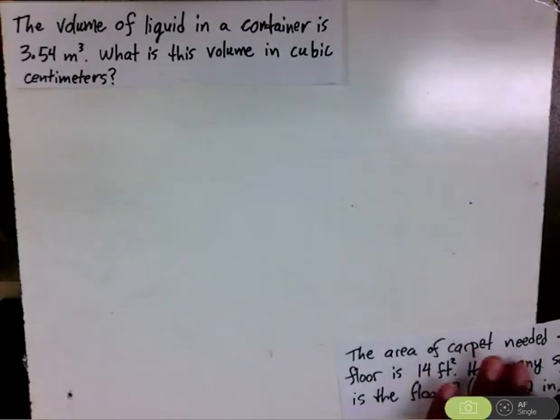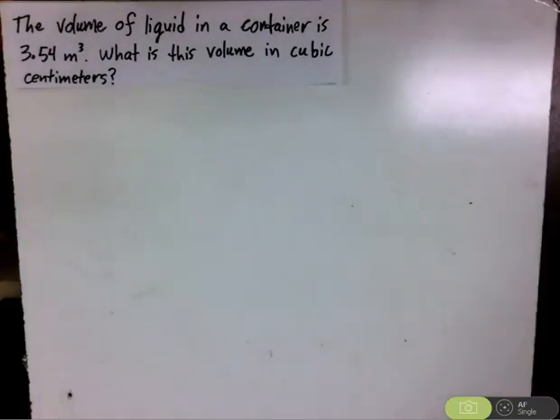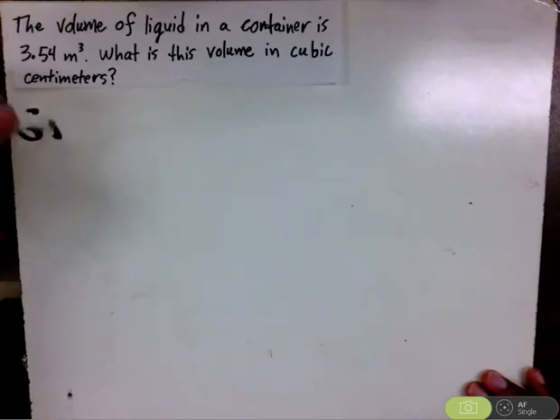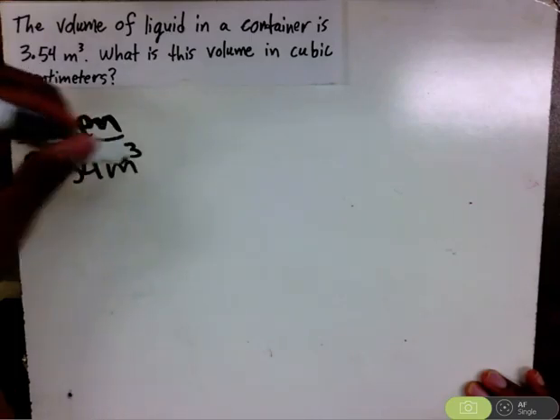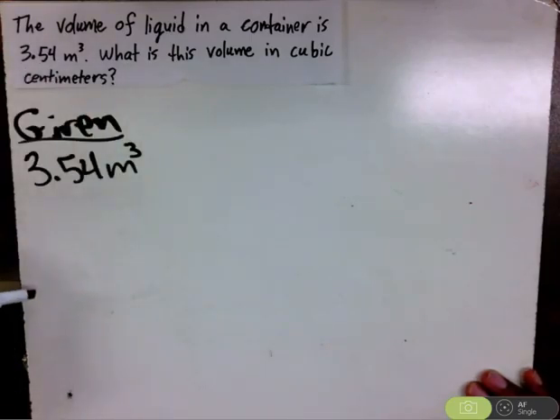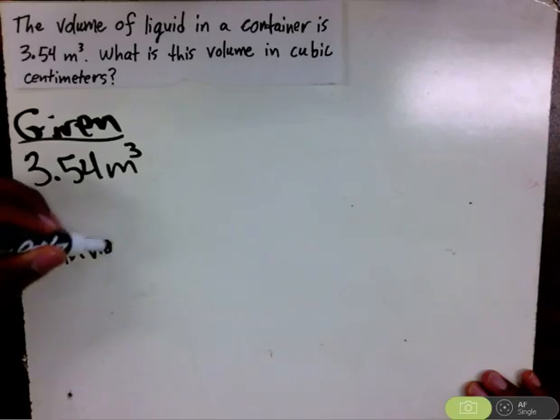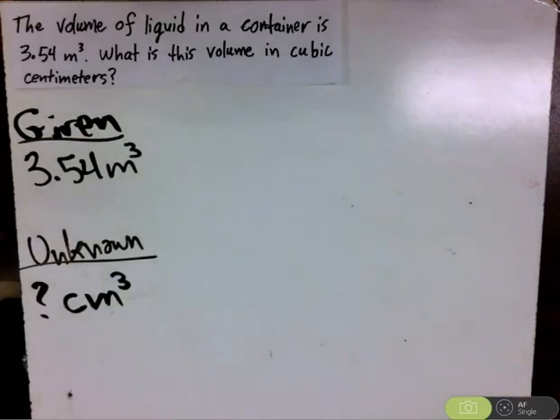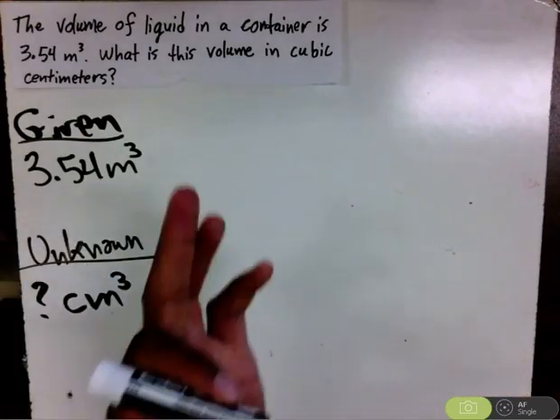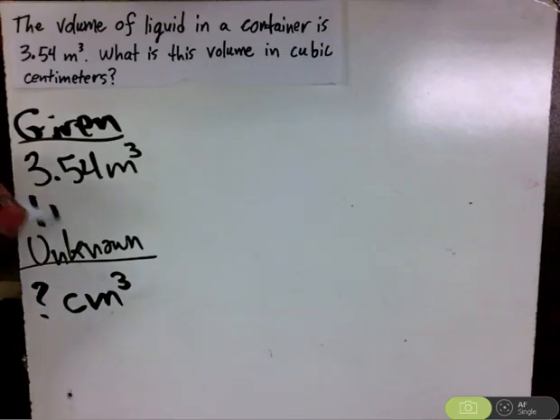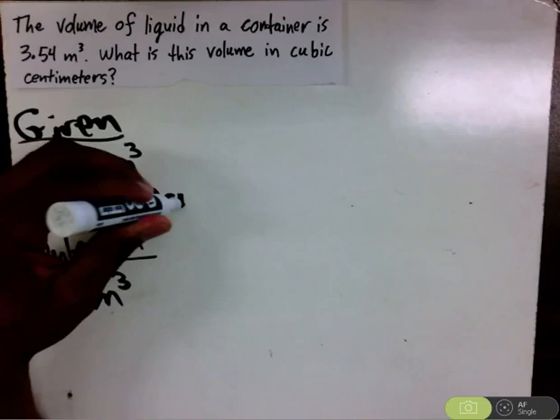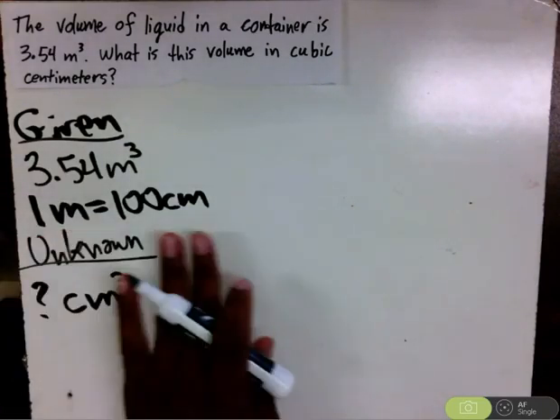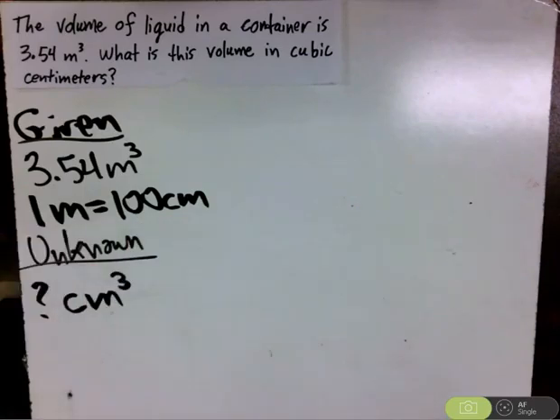In this example, the volume of a liquid in the container is 3.54 meters cubed. So my given quantity, I have 3.54 cubic meters. What is this volume in cubic centimeters? So my unknown is how many cubic centimeters. And we know from the metric system that 1 meter is equal to 100 centimeters. This is what we should know already or should have memorized already. 1 meter is equal to 100 centimeters.